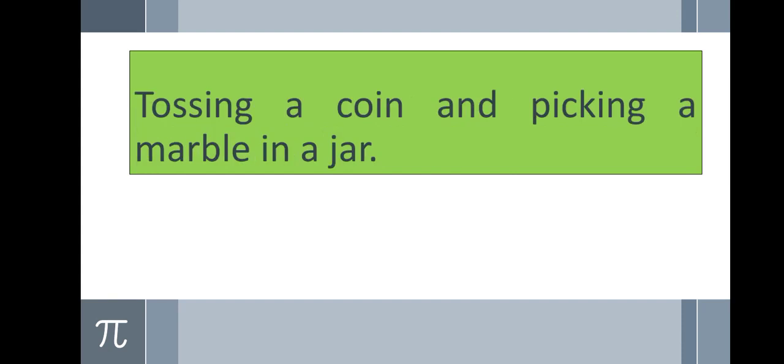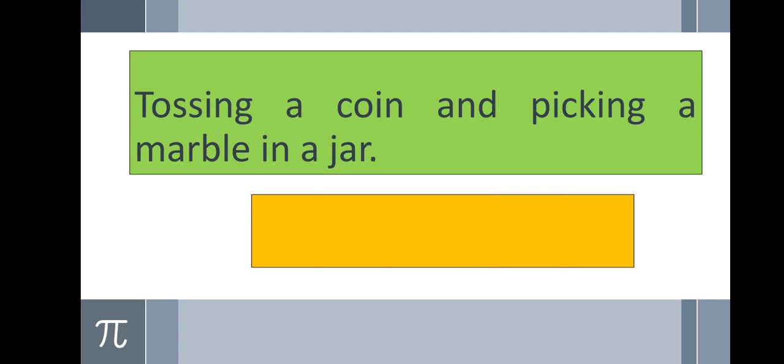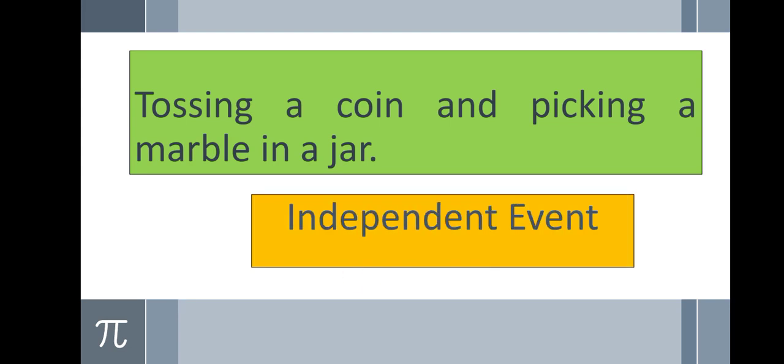Tossing a coin and picking a marble in a jar. Is there any resulting effect on picking a marble in a jar when we toss a coin? No. The sample space of tossing a coin is head or tail, while the sample space of picking a marble from a jar is the different colors. So there's no connection. This is an example of independent event.